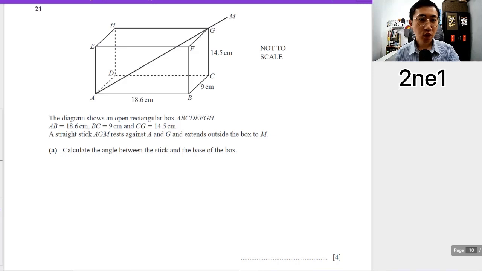Question 21. The diagram shows an open rectangle box A, B, C, D, E, F, G, H.